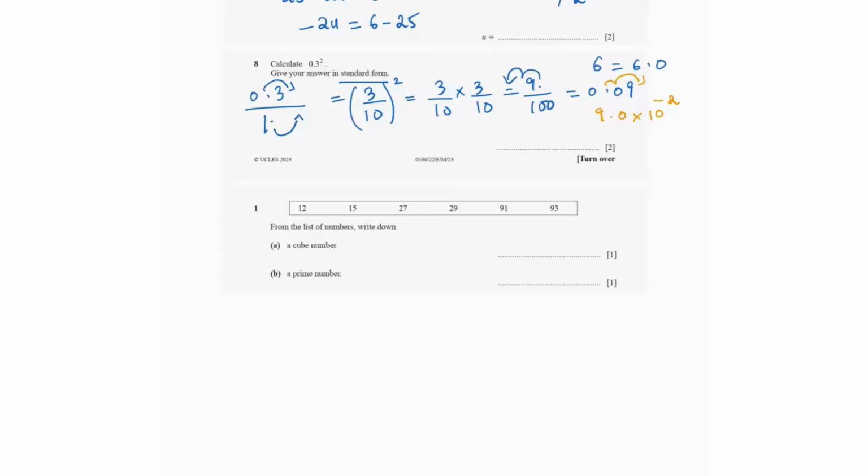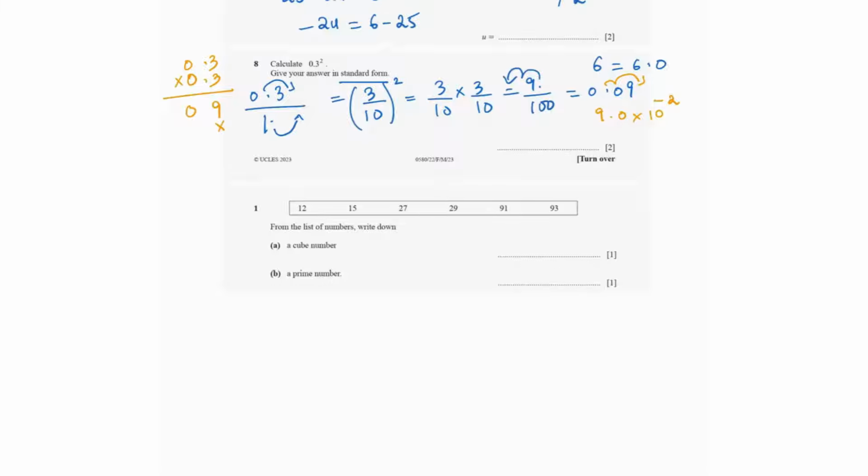If you think you can solve this differently, which is going to be shorter, that's also fine. You can also do 0.3 times 0.3, column multiplication. 3 times 3 is 9. 3 times 0 is 0. Place value.